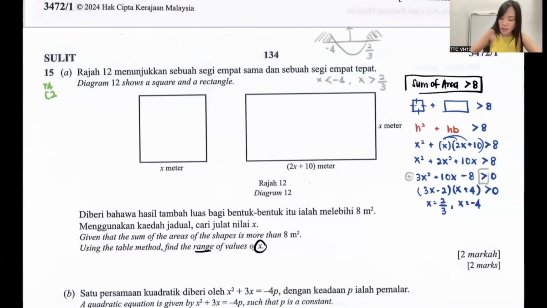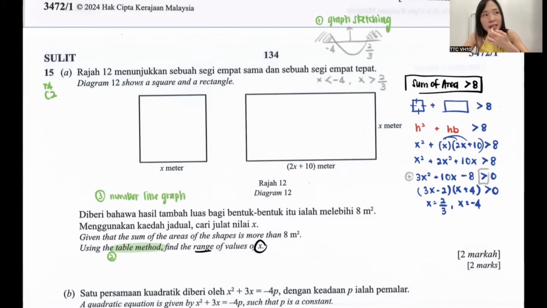I hope you guys know that this method is called the graph sketching method, and that is your favorite method. But this question is actually asking you to use the table method. The second method is called the table method. There is actually one more method called the number line method. You guys better know each and every type. I do have a video about that. I think it's a seminar video, is it? I'm not too sure. Maybe you guys can search. Okay, I have a playlist about it. So: graph sketching method, number line method, and table method.